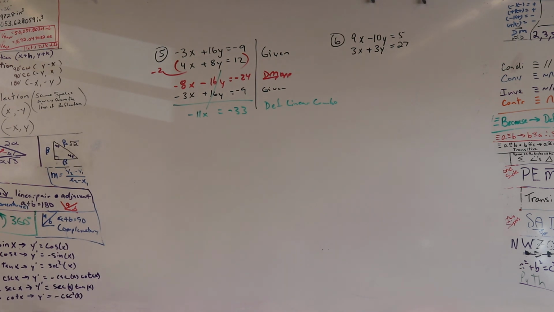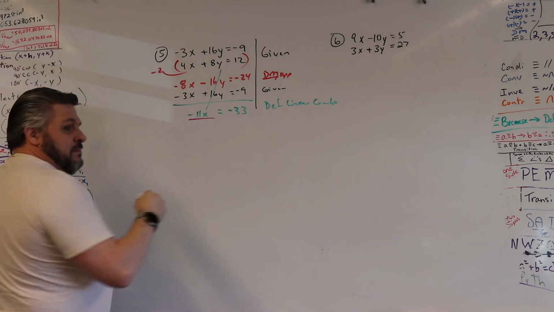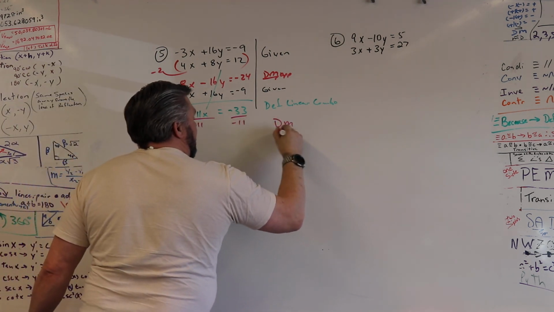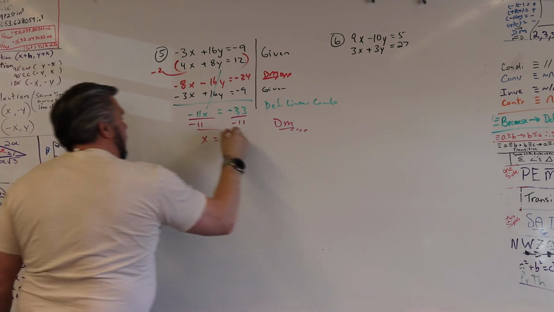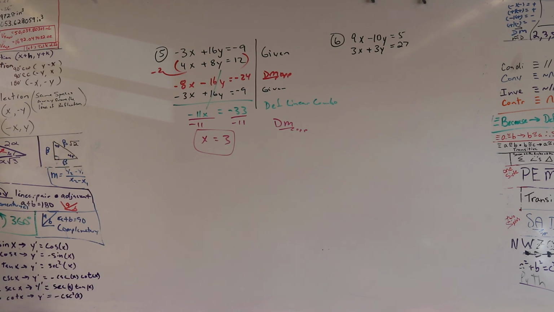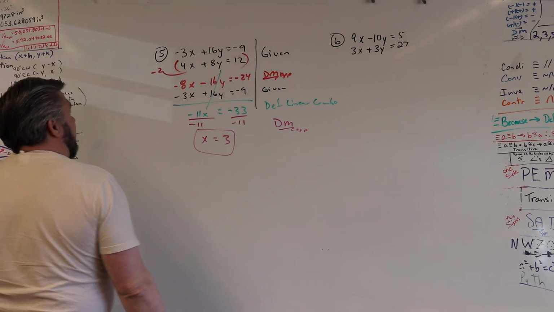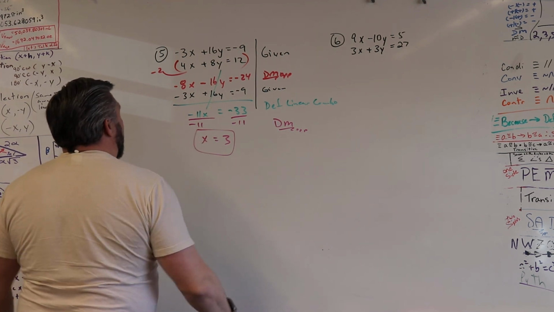Then what? Divide by negative 11. That's DM again, OPP. And I get x is equal to 3. Boom. Plug it in. Grab one. I don't care which one. Let's go with the top one.